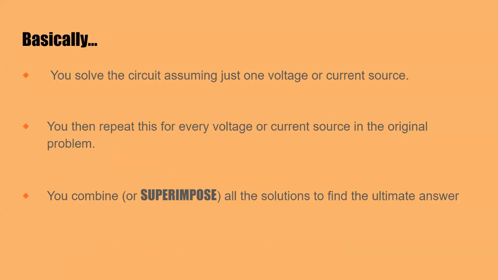So basically, you solve the circuit assuming there's just one voltage or current source. You then repeat this for every voltage or current source in the original problem. And you combine all the answers you find for your voltage drops or your currents and superimpose all the solutions to find the ultimate answer.